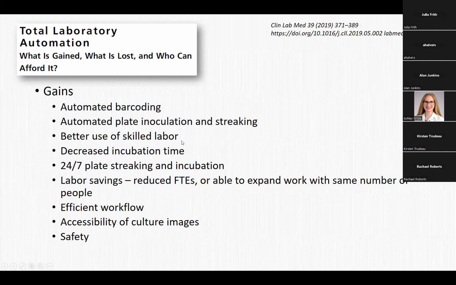Better use of skilled labor. Why are we taking somebody who's got a college degree and making them sit there and streak urines for 2 hours? Give them something that takes a little bit more brain power to do.